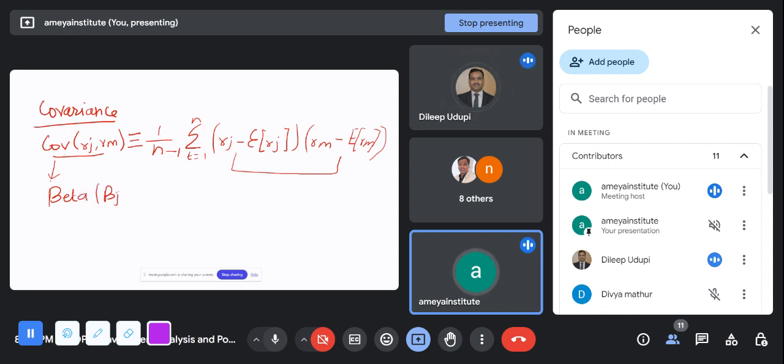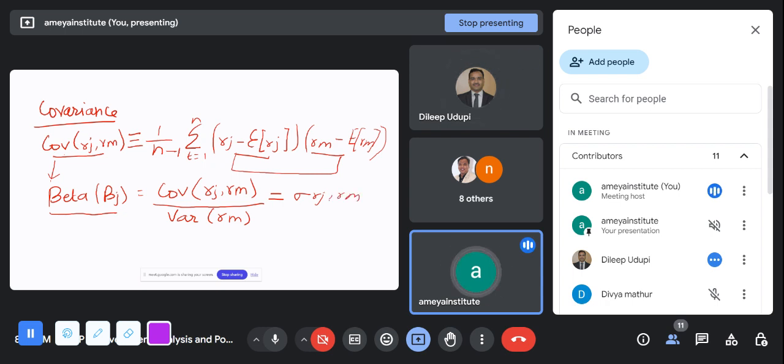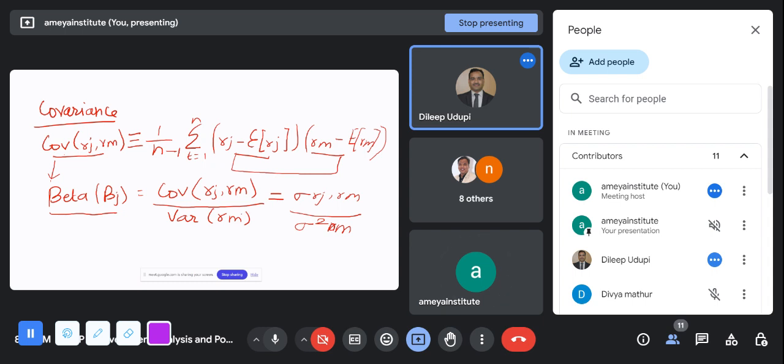So beta we can write as Bj, which is nothing but the covariance between Rj and Rm, that is between stock and market, divided by the variance of Rm. That is how, in our CAPM formula, we write Rf plus beta. Beta measures the sensitivity of your stock with relationship to the market. This can also be written as sigma of Rj comma Rm divided by sigma square of Rm.